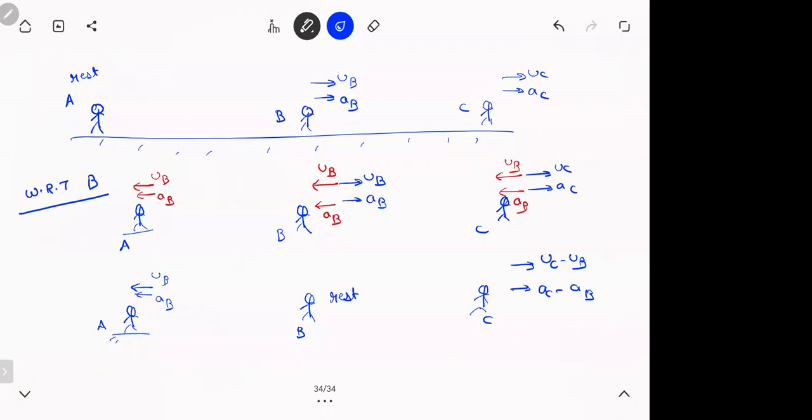So in his frame, he will see new velocities and new accelerations. Now here, suppose if UC is less than UB, you will get a negative sign. Negative sign indicates it is not front, it is backward. You don't worry about the sign. The sign will take care of it. If values are given, the signs will take care of it.